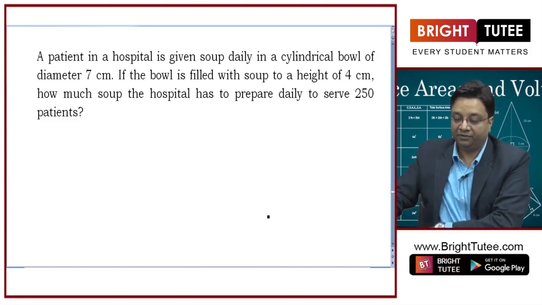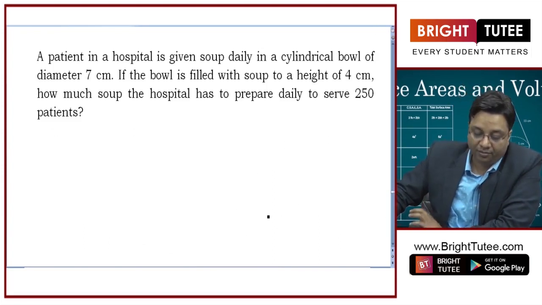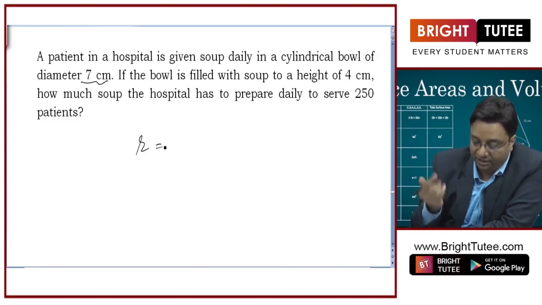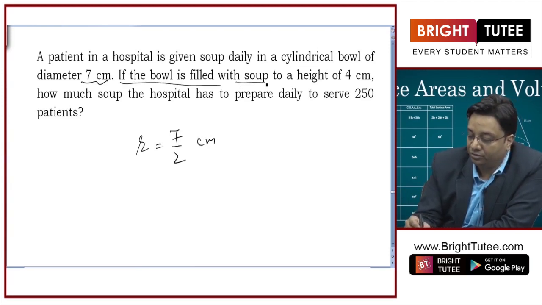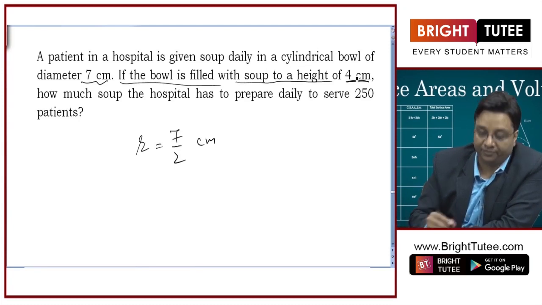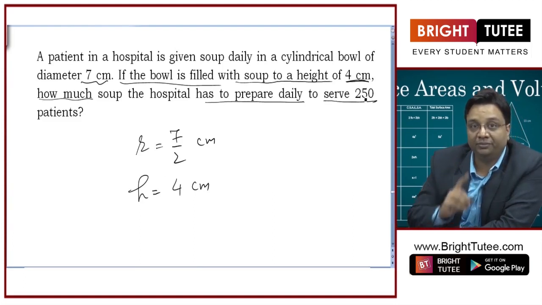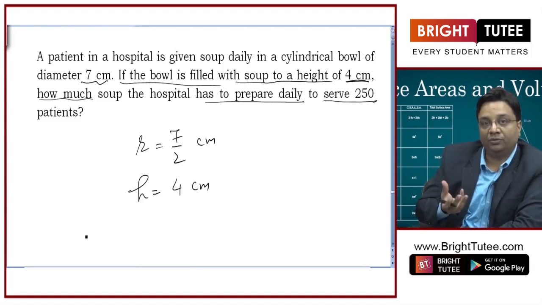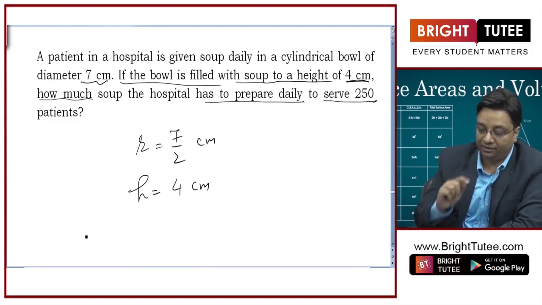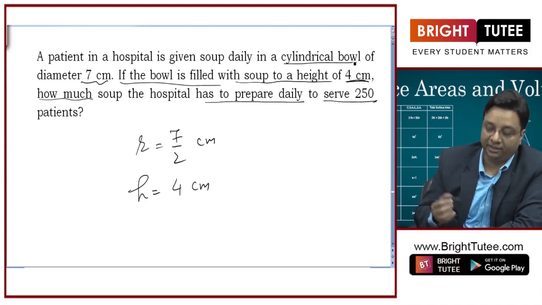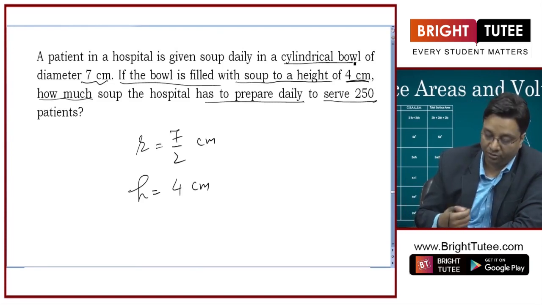A patient in a hospital is given soup daily in a cylindrical bowl of diameter 7 centimeters. So the radius of this cylindrical bowl is 7 by 2 centimeter. If this bowl is filled with soup up to a height of 4 centimeter, so height is 4 centimeter, how much soup the hospital has to prepare daily to serve 250 patients? So we will calculate volume of soup being served in one bowl and then multiply it with 250 to obtain the total volume of soup.